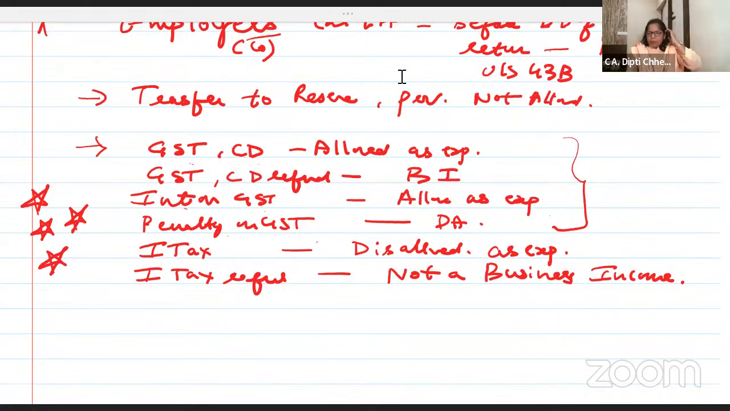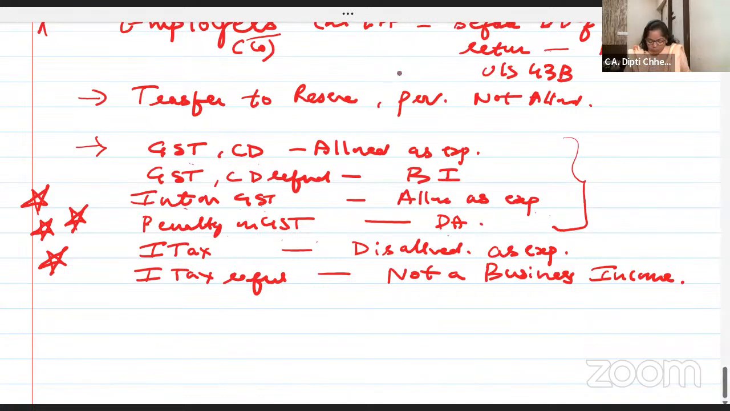GST, whatever you pay, if you have availed input tax credit, you will keep it separate. If input tax credit is not allowed, add it in purchase. But can you claim GST as your expense on the debit side? Yes. Import export duty as your expense? Yes. Then in case you receive a refund of the GST, is it your business income? Yes. Interest on GST allowed as expense. Penalty on GST not allowed.